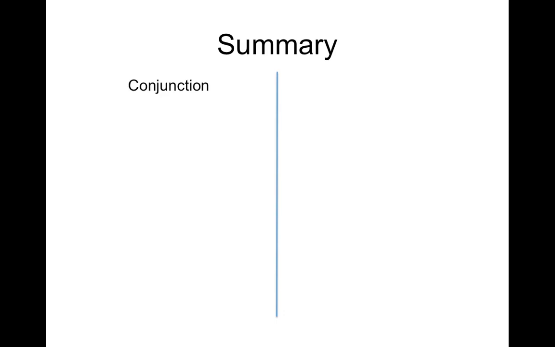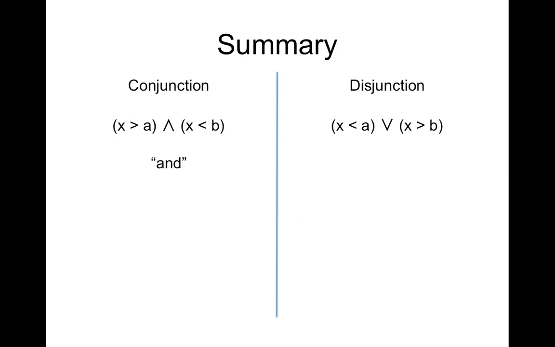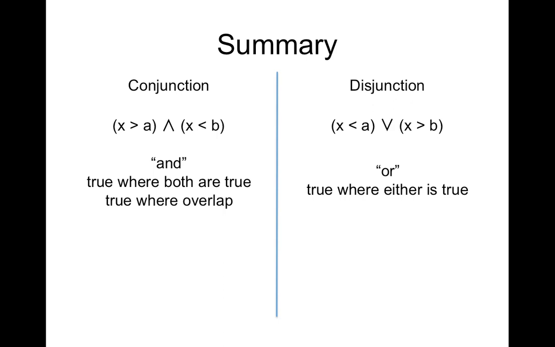So to summarize the difference between a conjunction and a disjunction, the symbols look like this: upside down V, or you can think of it as a capital A without the horizontal bar. And the disjunction symbol looks like this, like a V. Conjunction corresponds with the word "and." It's true where both of the individual inequalities are true, and if you look at the graph, it's true where they overlap. A disjunction corresponds with the word "or." It's true where either part is true.